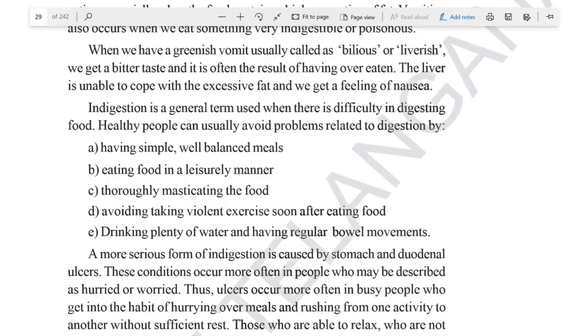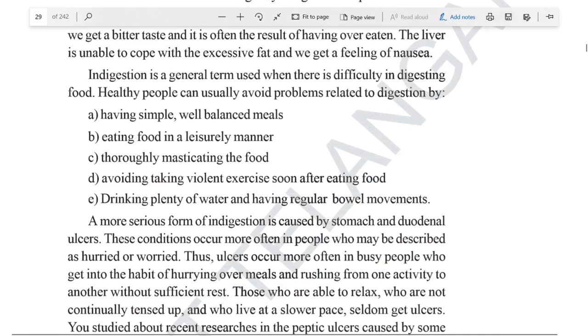It should be balanced, and you should eat leisurely, not very fast. Chew it very well, thoroughly masticating the food means chew it very well. Avoid taking violent exercises soon after eating. After eating, don't do any hard exercises.